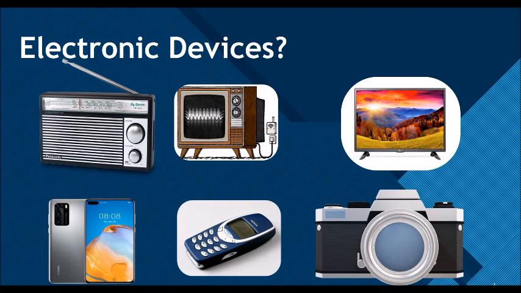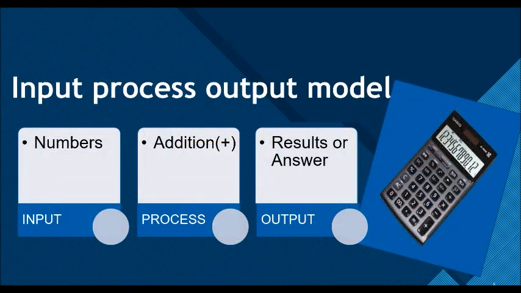For something to be called a computer, it should be an electronic device in the first place. And then there should be an input, and then process and output. So we want to talk about the input process output model. When you say input process output model, what do we mean?